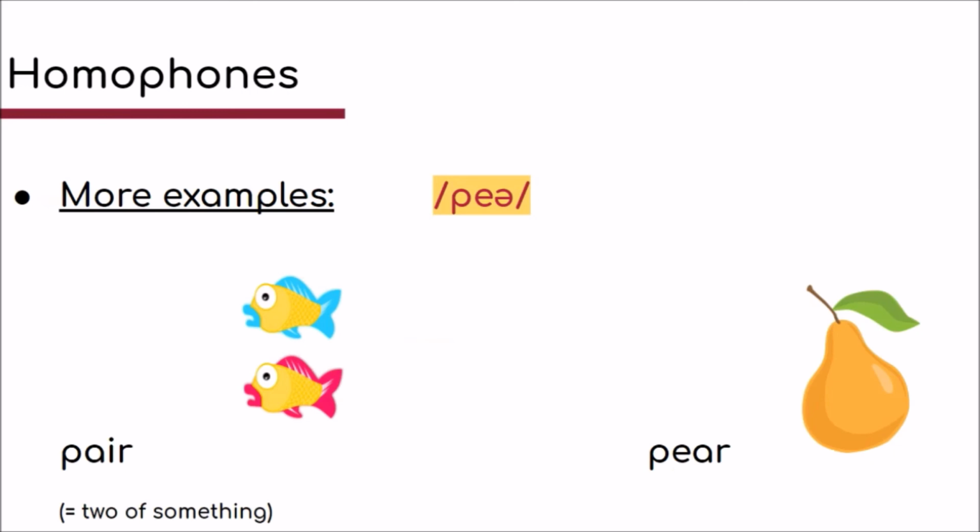And one more. Pair. So the first one always means two of something. For example, here we have a pair of fish. It could be a pair of socks. A pair is always referring to two of something. And then the second one, pear, is the fruit. Not an apple, it's a pear.